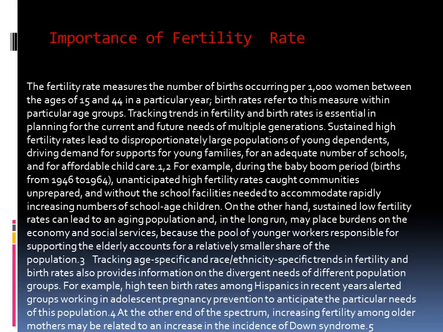Tracking age-specific and race-specific trends in fertility and birth rates also provides information on the divergent needs of different population groups.